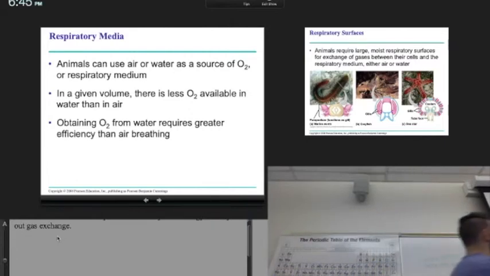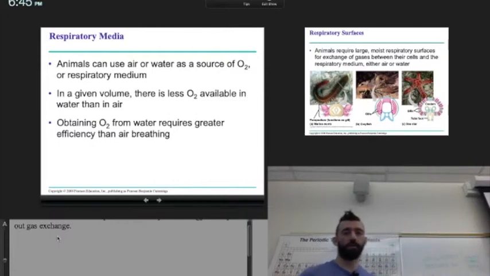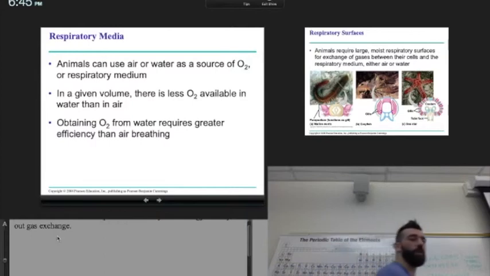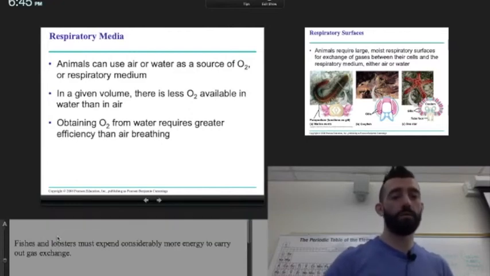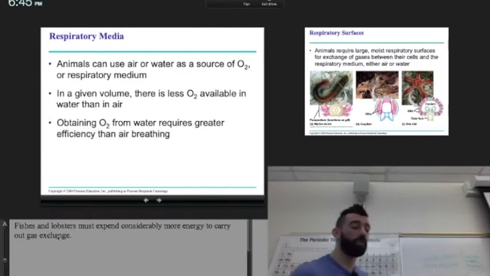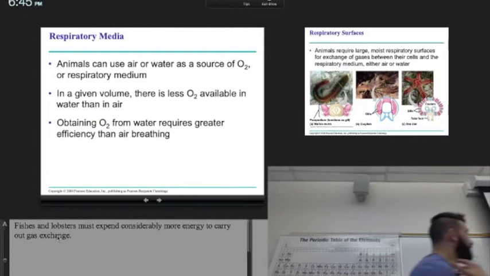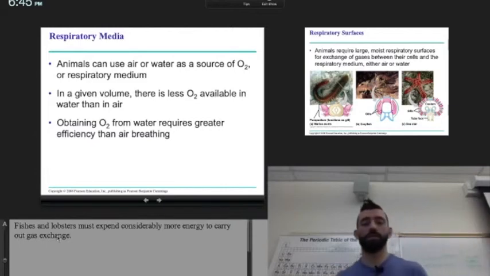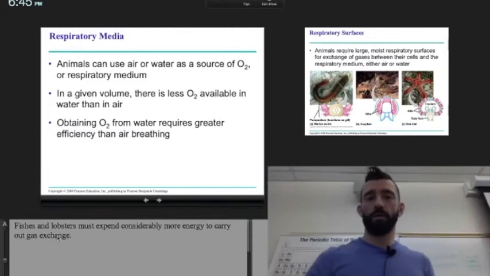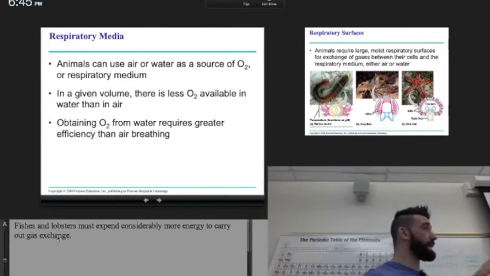Per volume, water is always going to have less oxygen than air. So obtaining oxygen from water is always going to be less efficient than obtaining oxygen from air. Therefore, it's going to be harder and require more energy. For example, fishes and lobsters have to expend a ton of energy just to carry out gas exchange. So that's respiratory media.